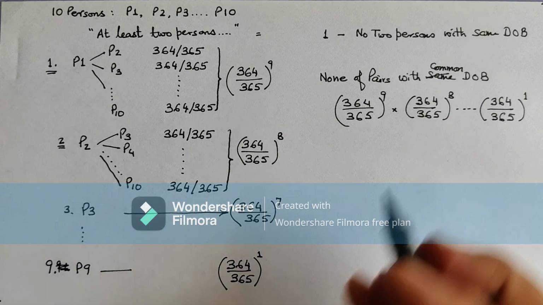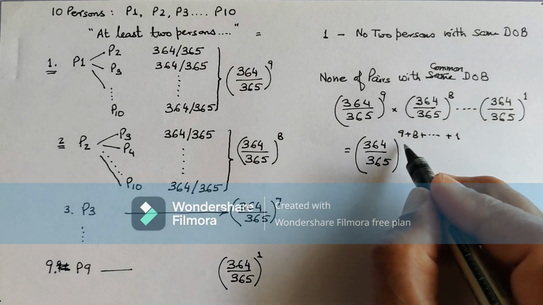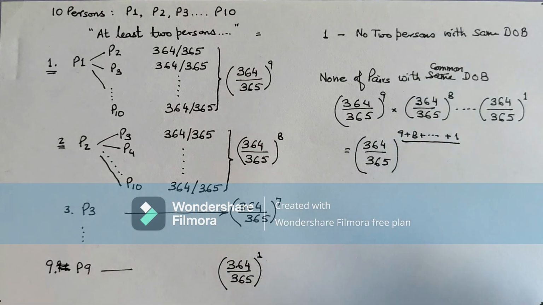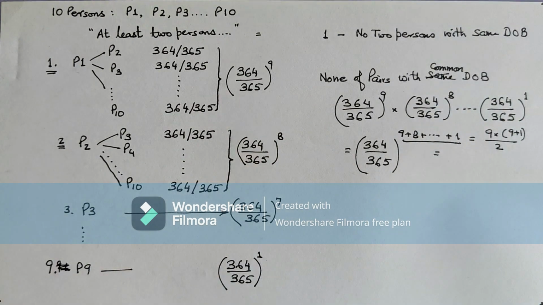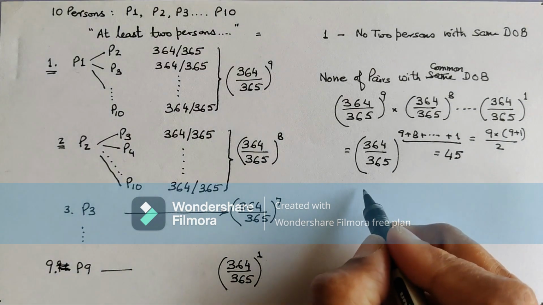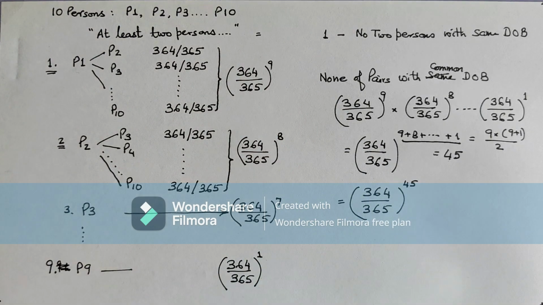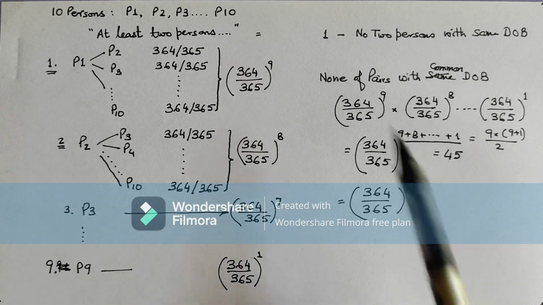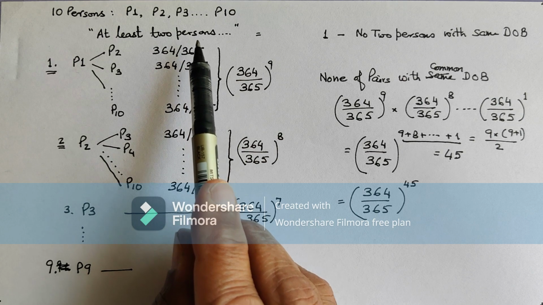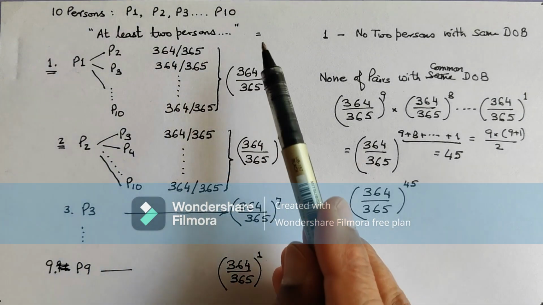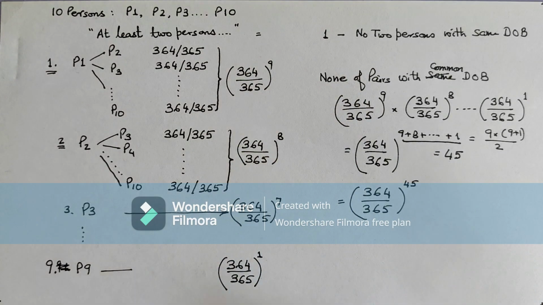This works out to... and this, 9 plus 8 plus 7 up till 1, is equal to 45. So the probability is 364 by 365 to the power of 45. Hence, at least two persons, at least one of the pairs having a common date of birth, is 1 minus this.